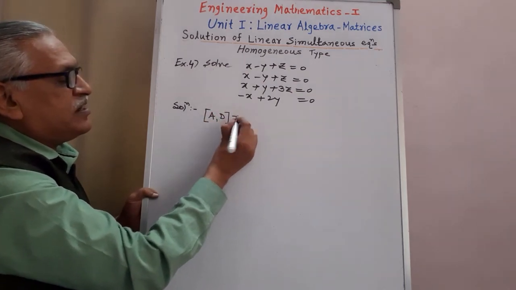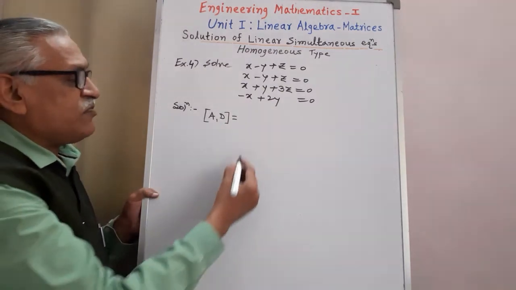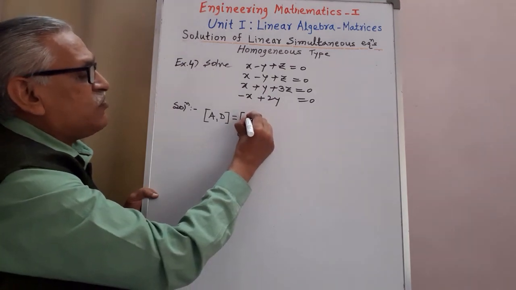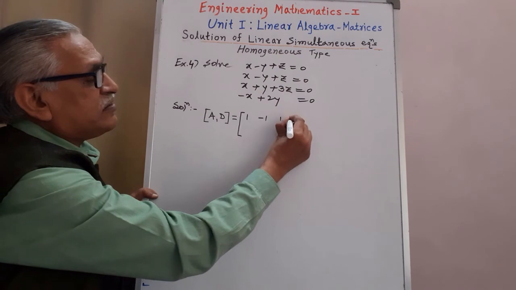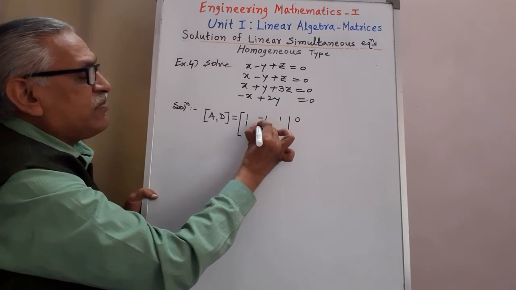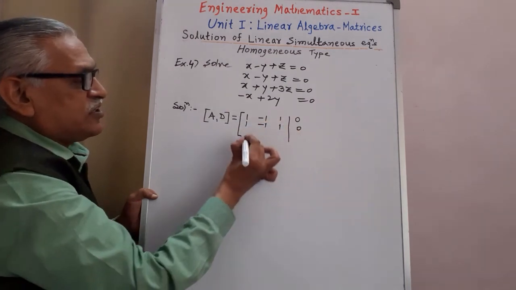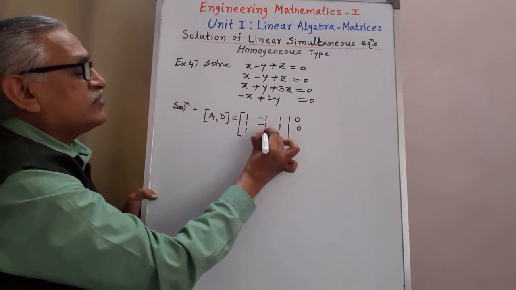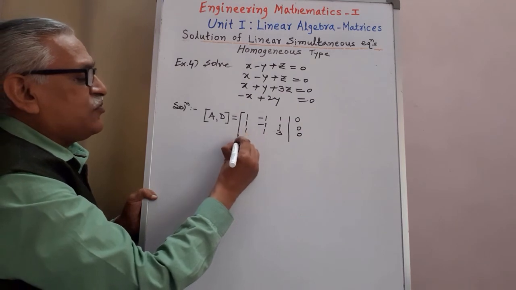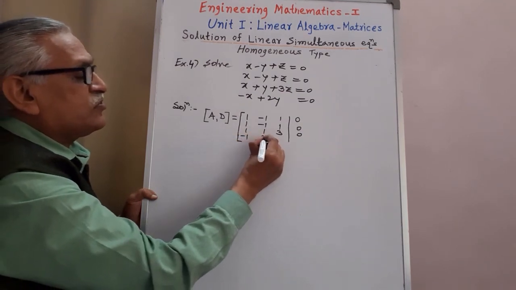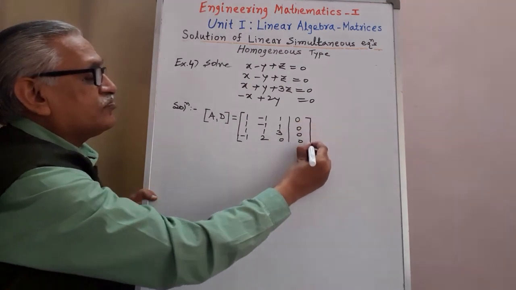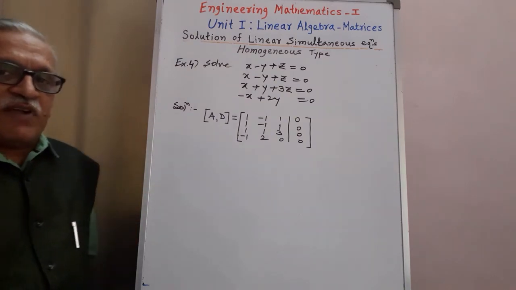by converting this augmented matrix to its canonical form. Here that augmented matrix has the elements 1, minus 1, 1, 0. Second row 1, minus 1, 1, 0. Third row containing 1, 1, 3, 0. And fourth row containing minus 1, 2, 0 and 0. This is that augmented matrix.